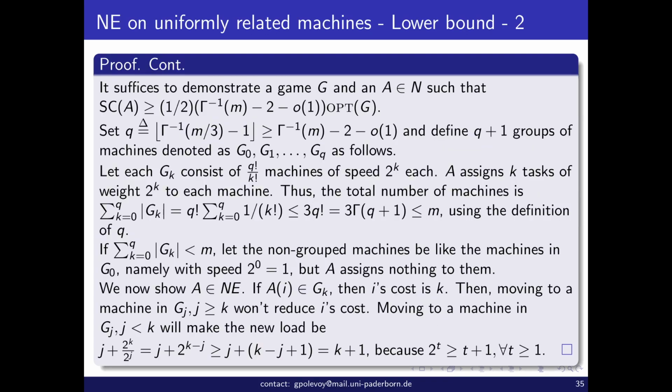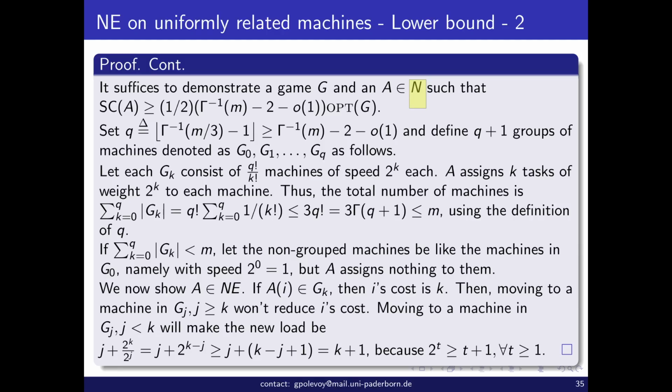Okay, that's the whole proof. It's not hard. So the proof is as follows. It's sufficient to demonstrate a game in a Nash equilibrium such that, and again, it's going to be in NE, not in N. It's in E. Typo. So it's sufficient to demonstrate the game in a Nash equilibrium.